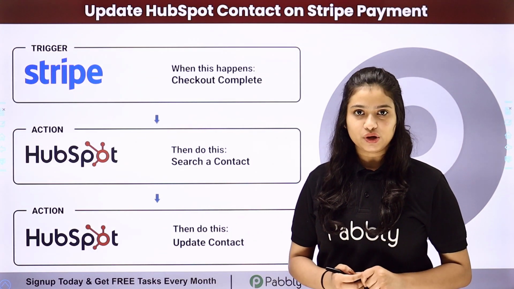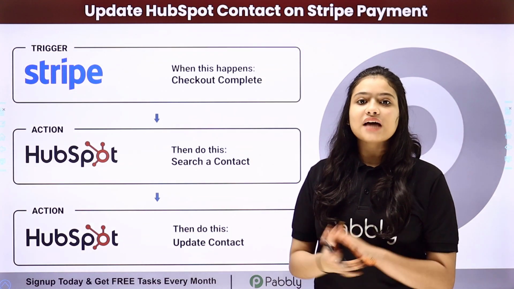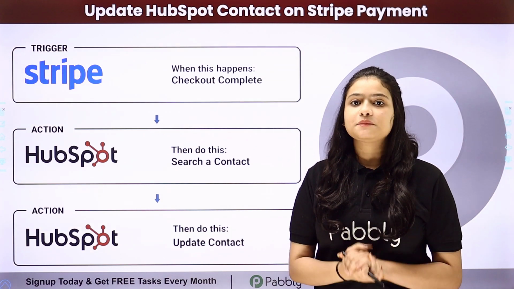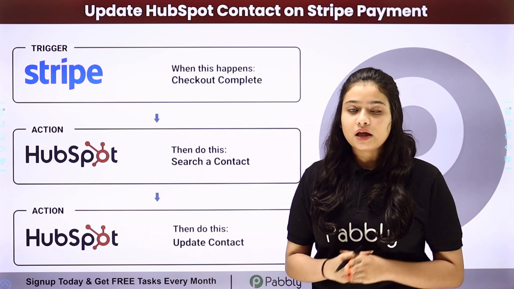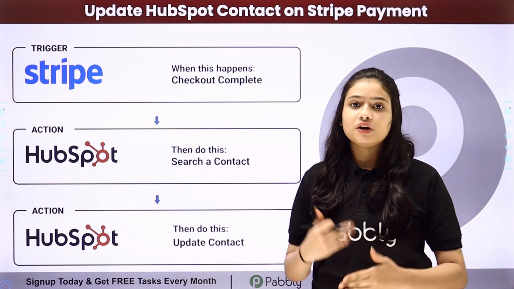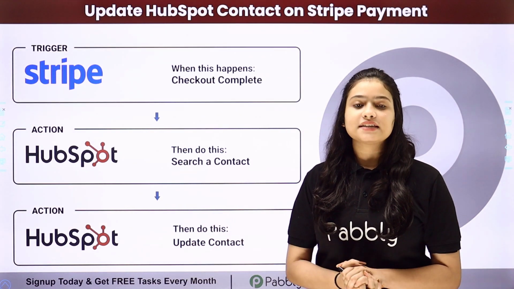In this video, we are going to learn how to update HubSpot contact on Stripe payment. Suppose I am having a list of contacts in my HubSpot CRM account and I have sent them a specific payment link on Stripe. And now I want that whenever a person is going to make the payment with that same specific link, automatically the same person, the same contact should be updated in my HubSpot CRM account. So how we are going to automate this entire process?